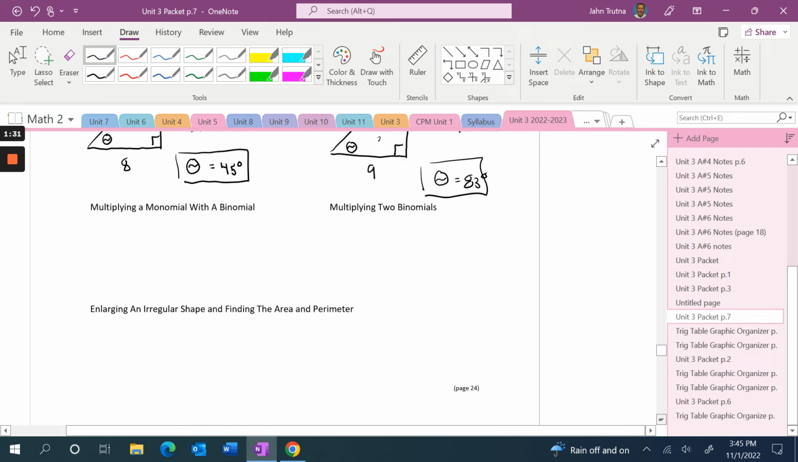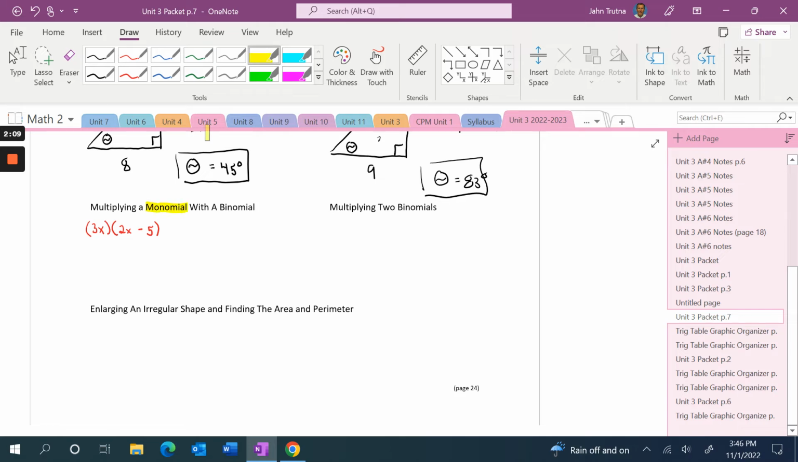So first of all, multiplying a monomial with a binomial. Here's what I mean by that if you're unsure. A monomial means just one expression. So here's a monomial here, 3x. And then let's say I say multiply that with a binomial. Bi means two. So a binomial is going to be an expression that has two different terms, and the two different terms will always be separated by an addition or a subtraction symbol. And in this case, that would be a subtraction symbol.